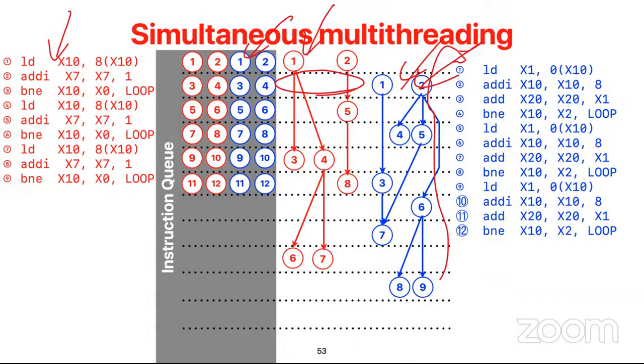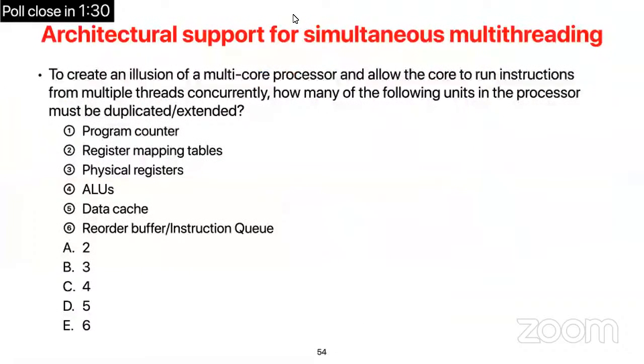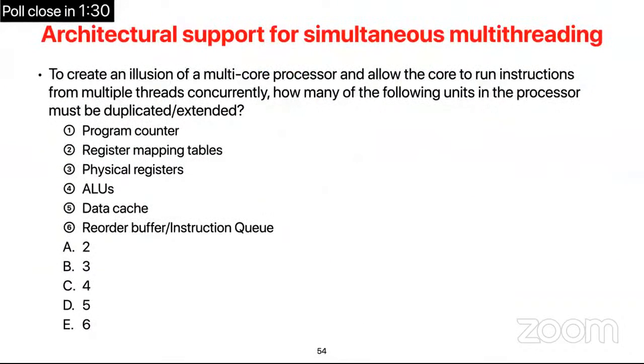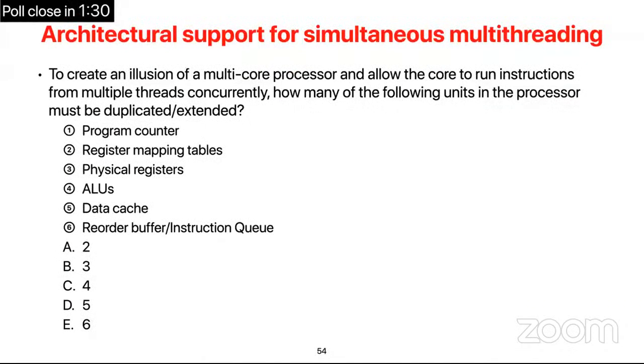So now I have a question for you: if I want to make my superscalar processor support the idea of simultaneous multi-threading, what are the functional units or architectural components that I need to duplicate?